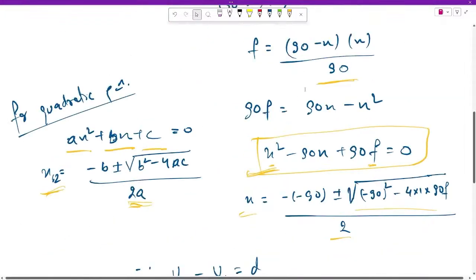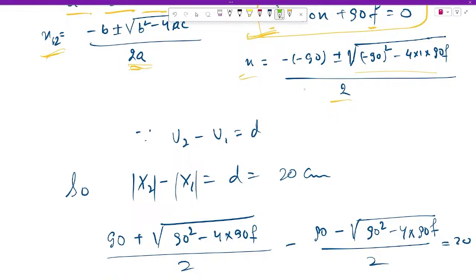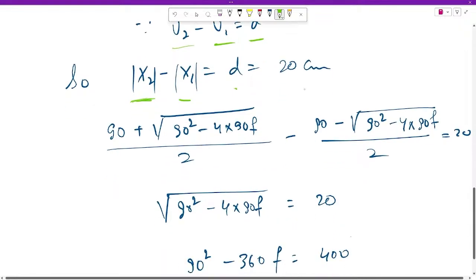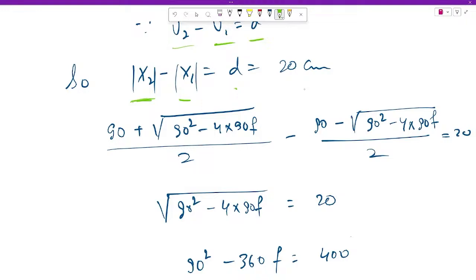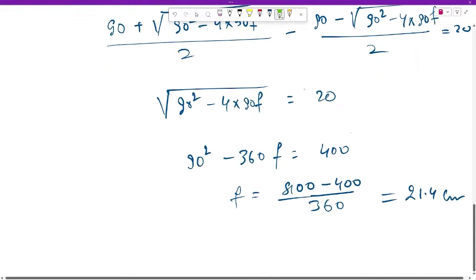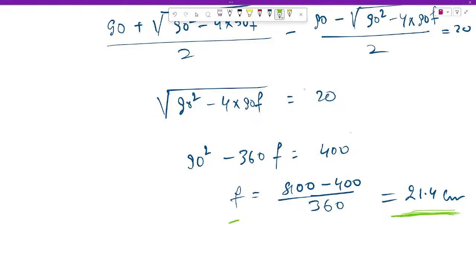Let us use this relation to eliminate one of the variables among x and f. Without any sign convention, we can write it as x2 minus x1 equals d. Using this and substituting the values of the two solutions of x, we come to root under (90 square minus 4 times 90f) equals 20. Now squaring both the sides of this equation, we will get the value of f as 21.4 centimeter. That's how we have found out the value of f, that is the focal length of the convex lens.